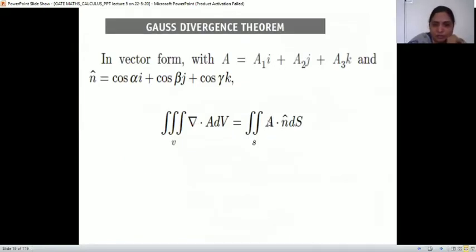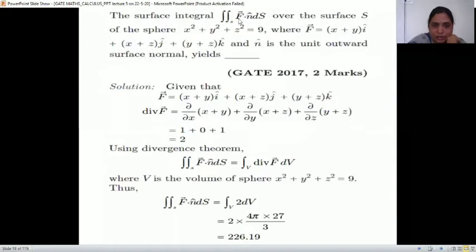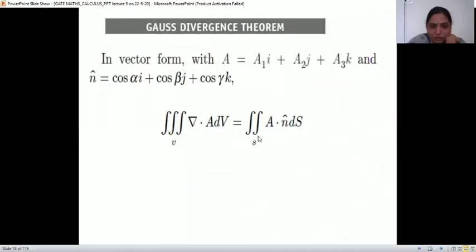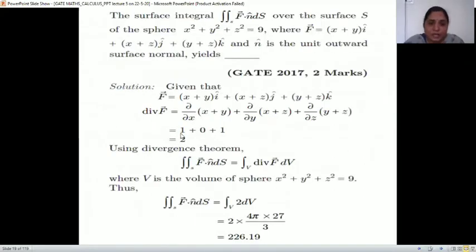F bar is any vector. F bar dot n cap dS, double integration, is what we are asked to find. But we know that this is nothing but a volume integral of del dot F bar dV. We just have to find its divergence. Del dot F bar is the divergence and then a volume integral. So by using the divergence theorem, the double integration equals the triple integration of del dot F bar dV.